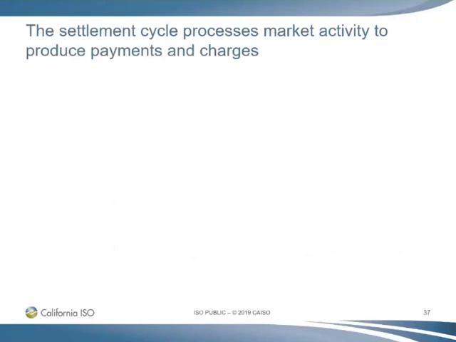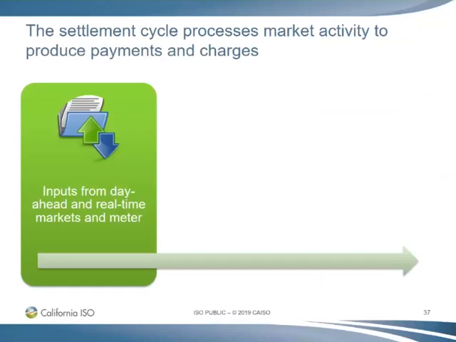Settlements are the calculation, billing, and invoices of charges and payments for market and transmission-related activities between market participants and the ISO. The settlement cycle follows a specific timeline and processes for publication of statements, invoices, and payment advices, along with dispute submittals and payments. Day-ahead results and real-time results, along with the meter data, flow through the settlements process and output a settlement statement for each trade date.